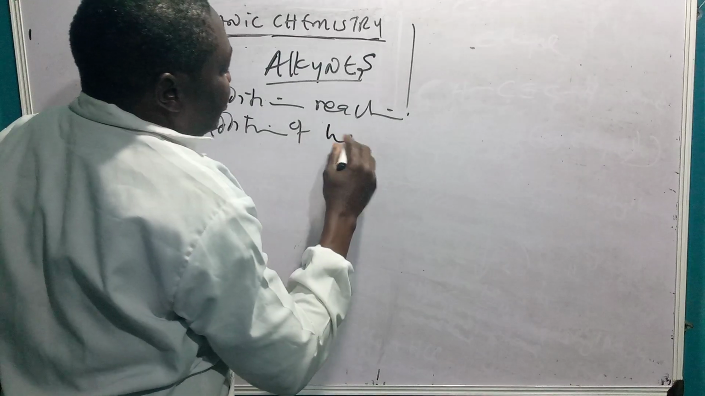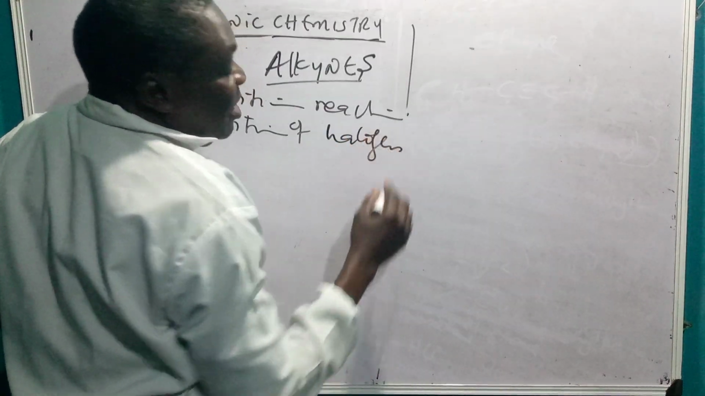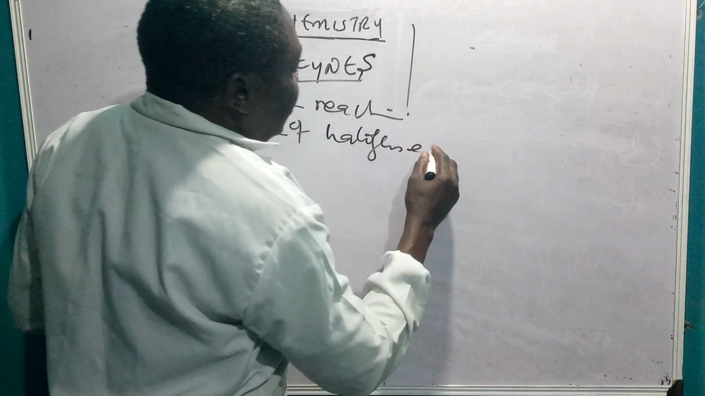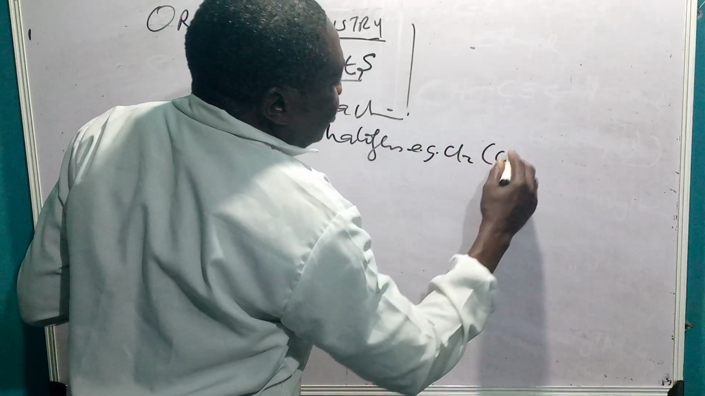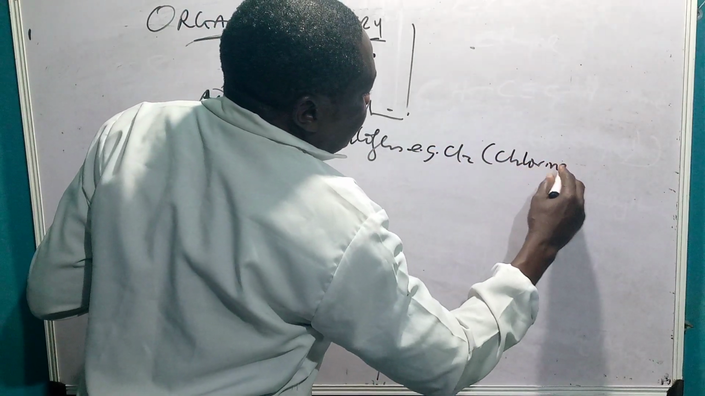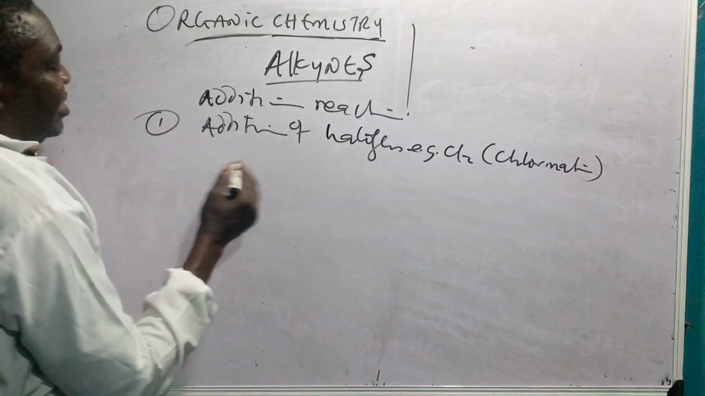Addition of halogen. Depending on the halogen you are using, e.g. if you are using chlorine, we call it chlorination. Bromine, bromination. Let's see how that one goes.